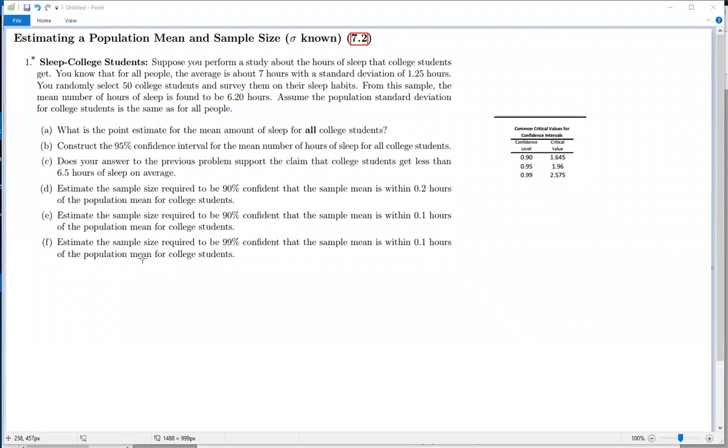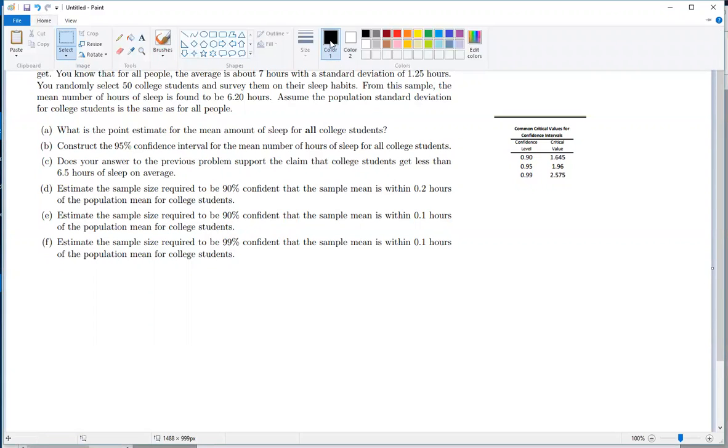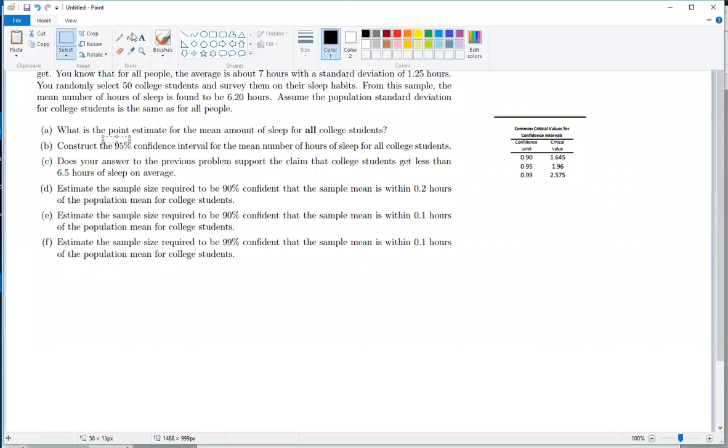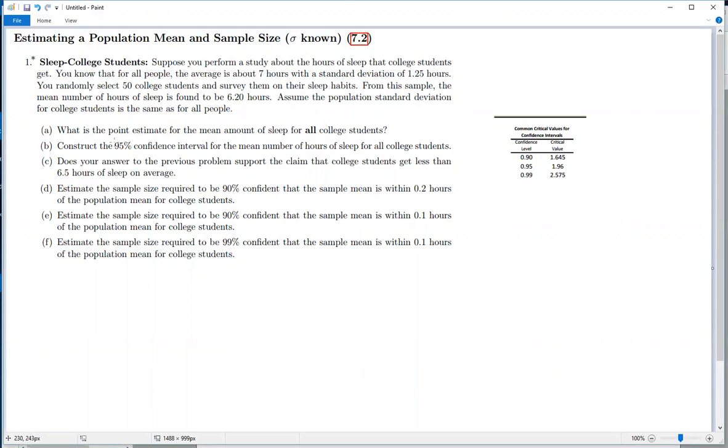So what we're going to do here is get a pen. For part A, they want me to know the point estimate. We don't know what the population mean is. We don't know how many hours on average college students sleep. So they went out and took a sample, and let's say they took a sample of 50 college students, and from that sample they found the average, or X bar, was 6.2 hours. So it is less than 7.